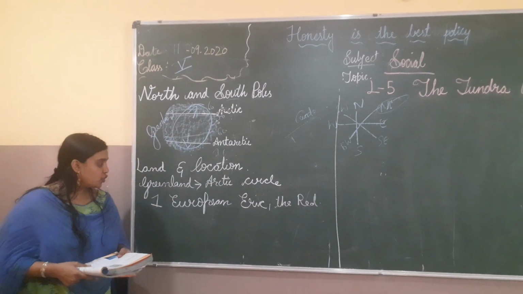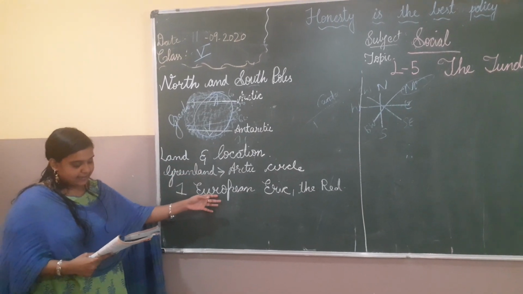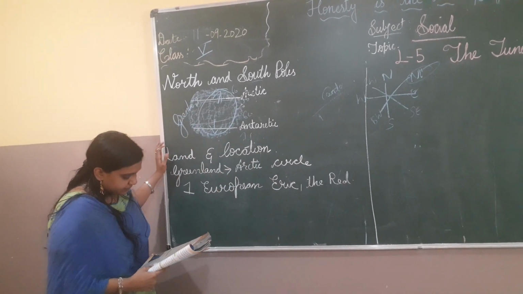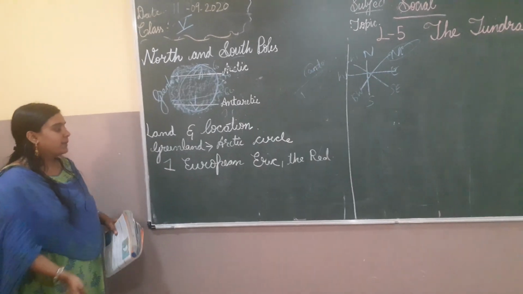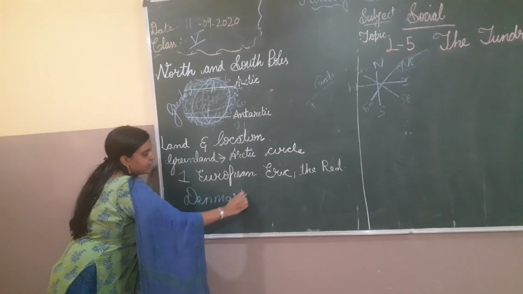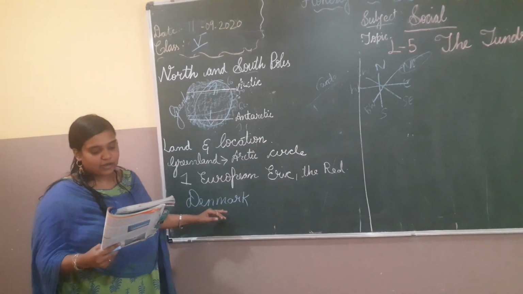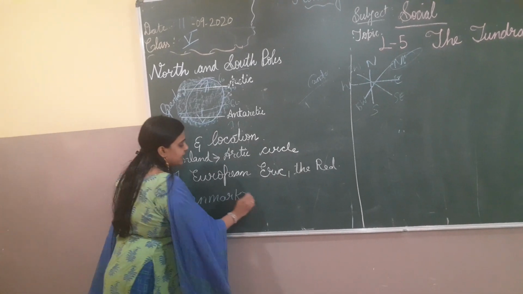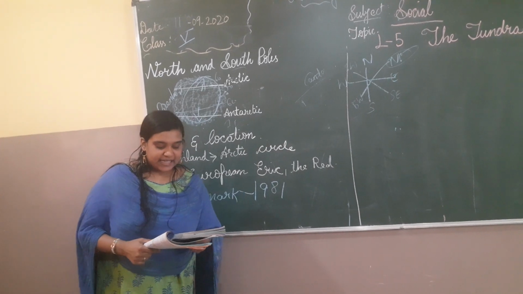Who was the first European? The first European was Eric the Red. He gave the island its name, Greenland. Greenland belongs to the European country of Denmark. I repeat, children, it belongs to Denmark, and it has had its own government since 1981.